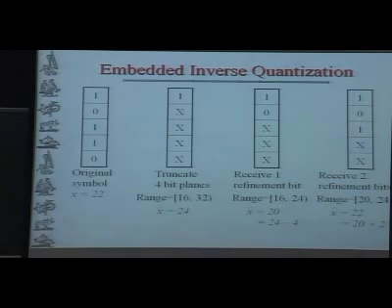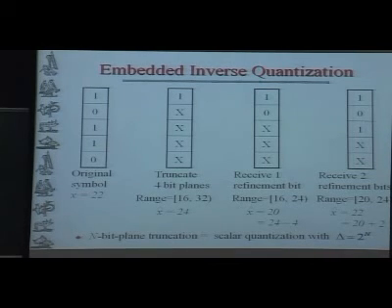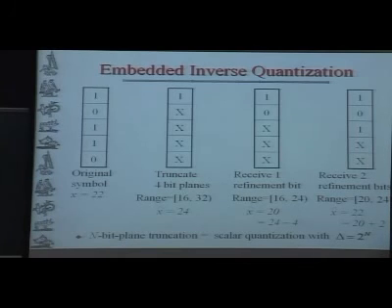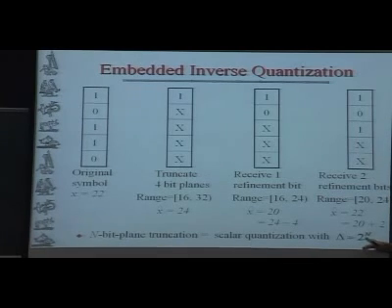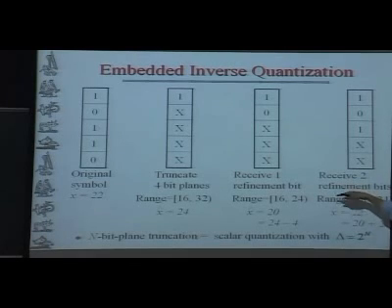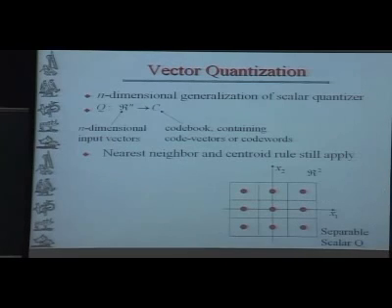And you can show that this bit plane truncation idea, or embedded quantization, is actually just a scalar quantization with step size delta being equal to 2 to the n, and then the middle step size is twice as large. This is being used in JPEG 2000. We will revisit this in the second part of our lecture in a few minutes.